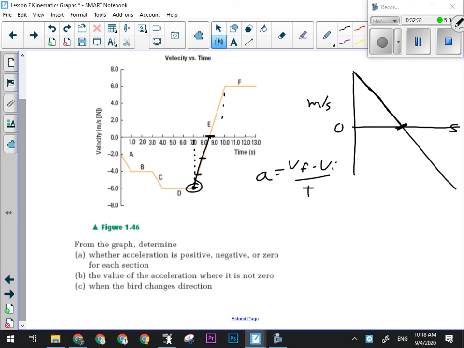So something can accelerate down while moving up. It just means it's going slower and slower and slower. Everybody all right with that idea? It's a little weird when you first think about it, but then it should start to make sense.